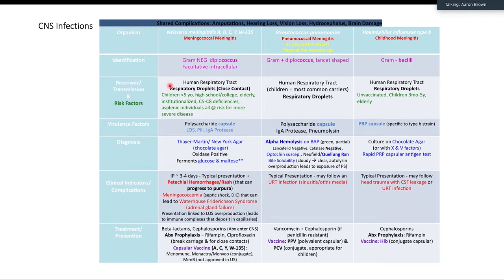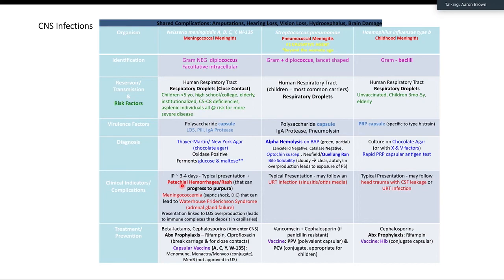Okay. Some of the virulence factors here, we have that polysaccharide capsule, LOS proteins, the pili, everything we talked about with Neisseria gonococcal infections we can see here. So Thayer-Martin, New York agar, ferments glucose and maltose. One thing here is we actually have an incubation period of 3 to 4 days. So your patient will be infected, but not really have any idea until 4 days later.